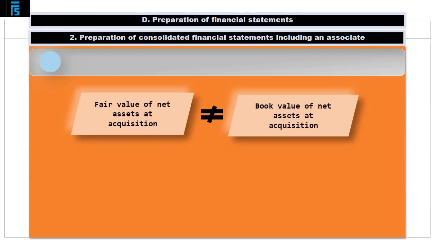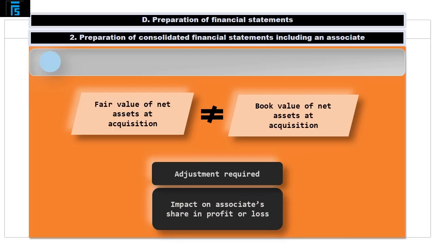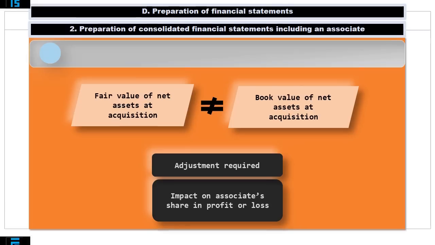If the fair value of the associate's net assets at acquisition are materially different from their book values, the net assets will have to be adjusted to their fair values in the same way as is done in the case of a subsidiary. Such adjustments will also impact the share of the associate's gains or losses recognized in the consolidated profit or loss account, as the associate's depreciation expense, for example, will have to be adjusted so as to reflect the fair value of the underlying non-current assets.